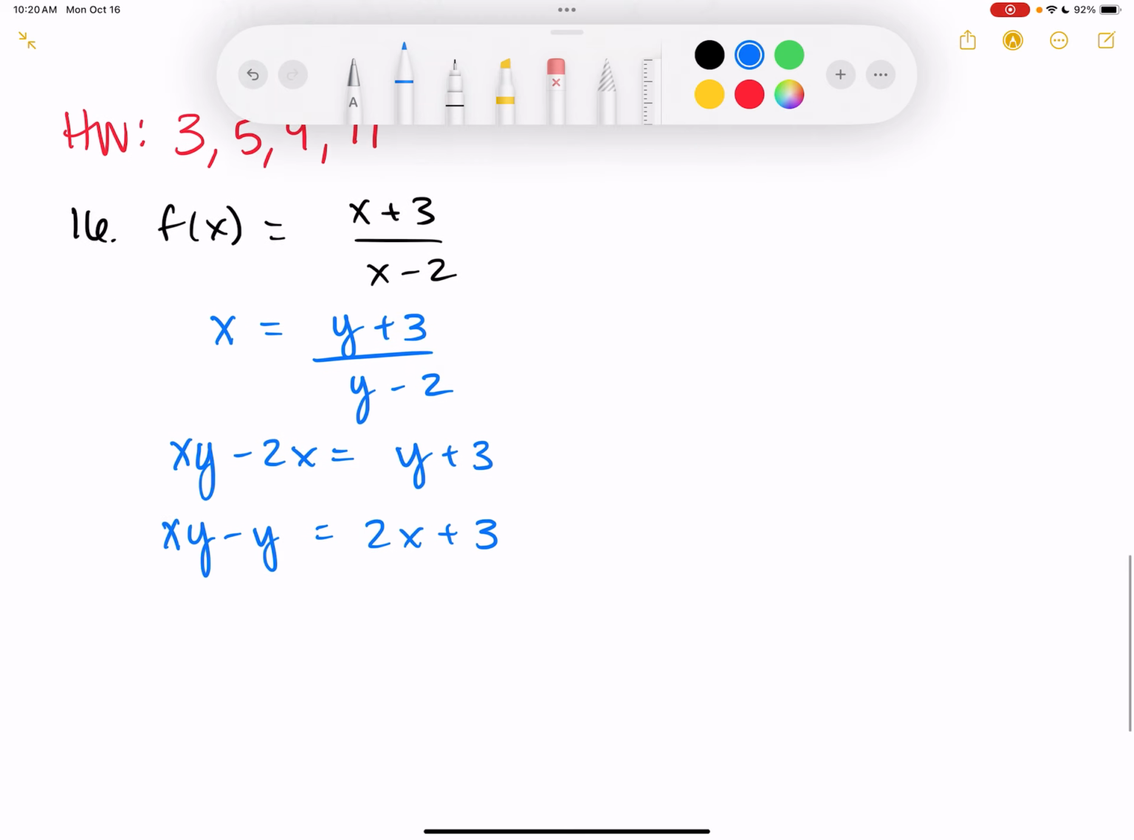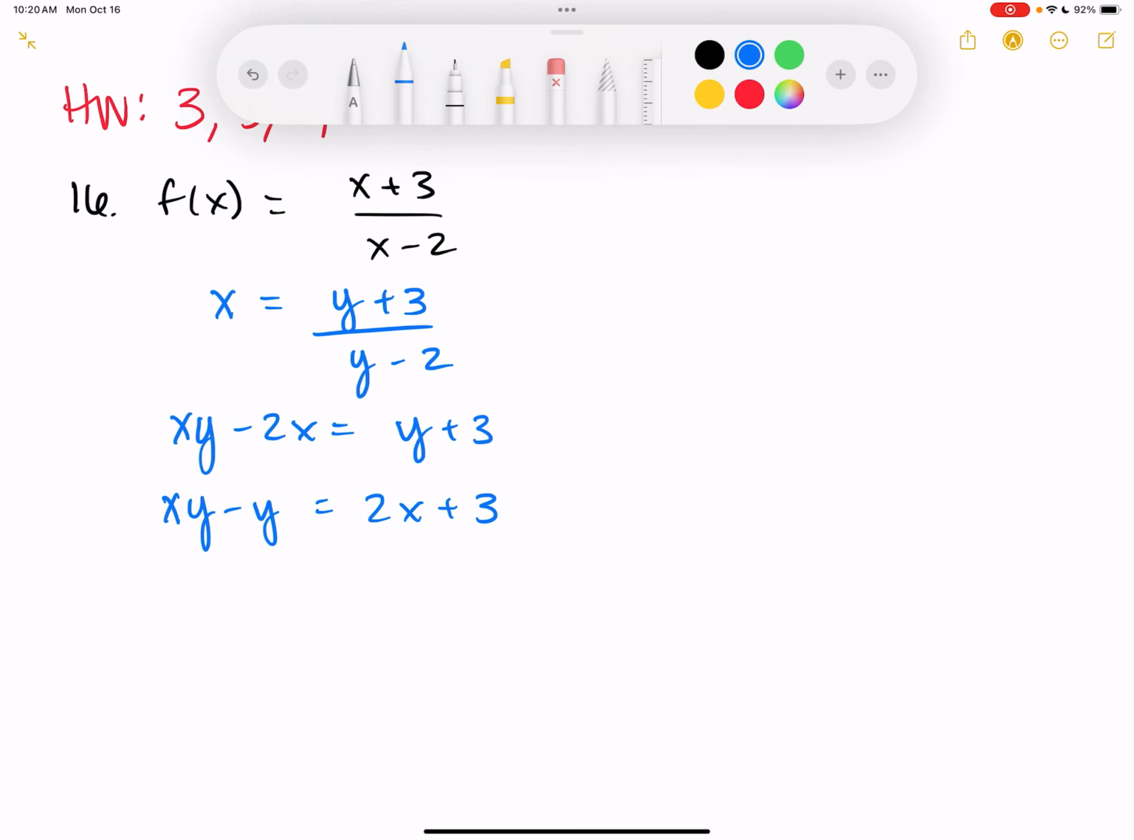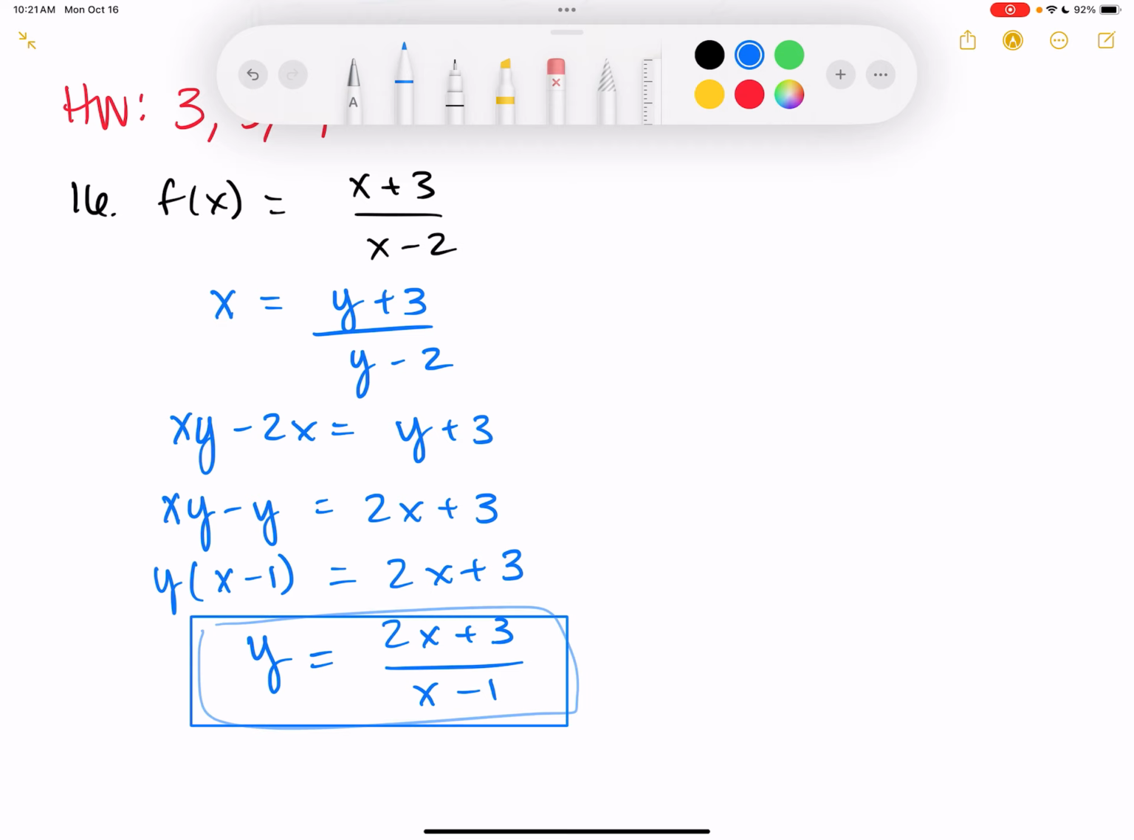So then I still have two different y's, but because one of them has an x with it, I can't just combine them. So I'm going to take a y out of that. So I'm going to have y times x minus 1 is equal to 2x plus 3. And then finally, getting y by itself, I divide by the x minus 1. So y is equal to 2x plus 3 over x minus 1. And in my personal opinion, that's about as hard as they get.